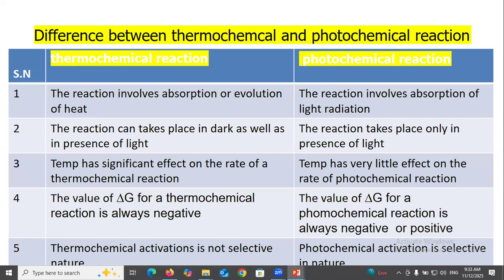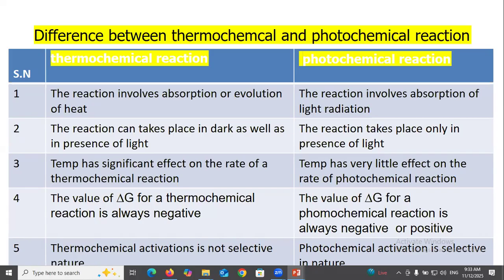Difference between the thermochemical reaction and the photochemical reaction. In a thermochemical reaction, the reaction involves absorption or evolution of heat, but a photochemical reaction involves absorption of light radiation. A thermochemical reaction can take place in the dark as well as in the presence of light, but a photochemical reaction takes place only in the presence of light. Temperature has a significant effect on the rate of a thermochemical reaction, but in the case of a photochemical reaction, temperature has very little effect on the rate.